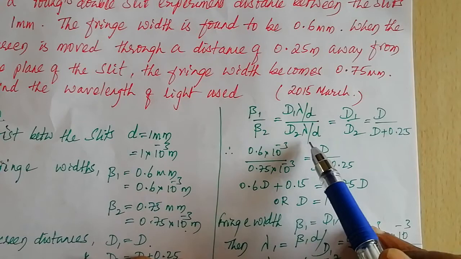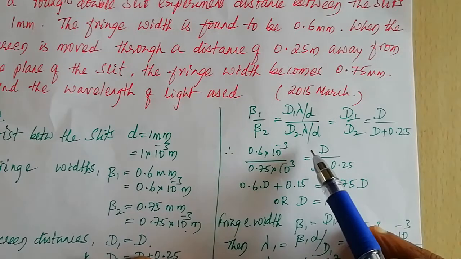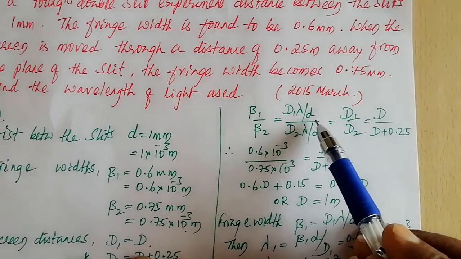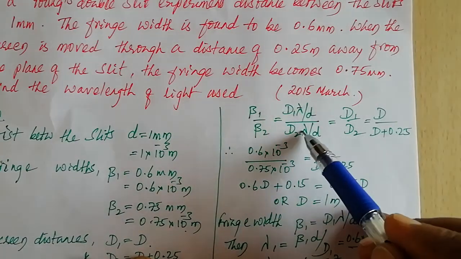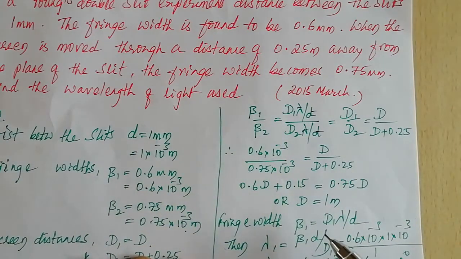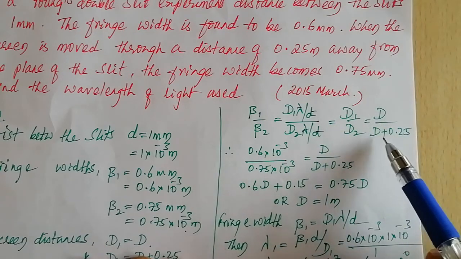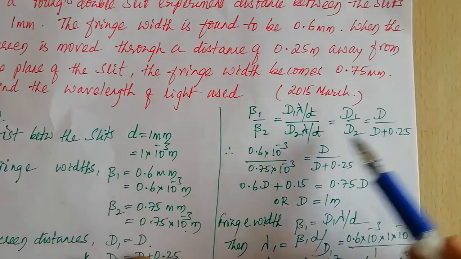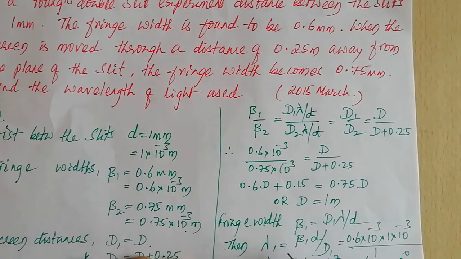The source being the same, the wavelength is the same. So wavelength lambda cancels, and even the distance of separation between the two slits, small d, gets cancelled. So lambda and d cancel and we are left with D1 by D2. D1 is D and D2 is D plus 0.25. Beta 1 by beta 2 equals D divided by D plus 0.25.